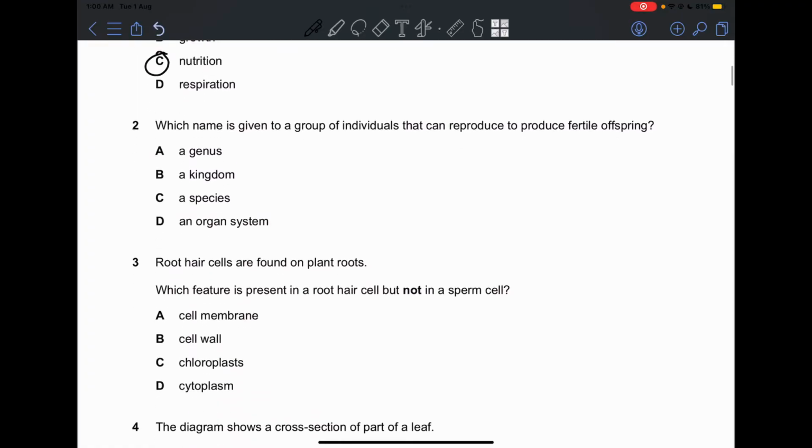Question number 2, which name is given to a group of individuals that can reproduce to produce fertile offspring? Of course, this is a species because this is the definition of species.